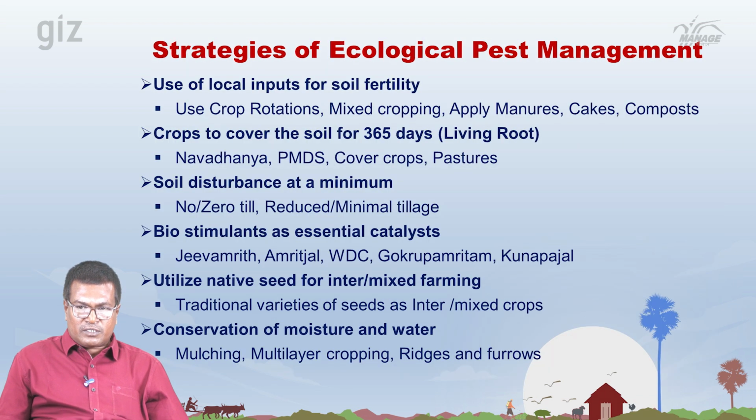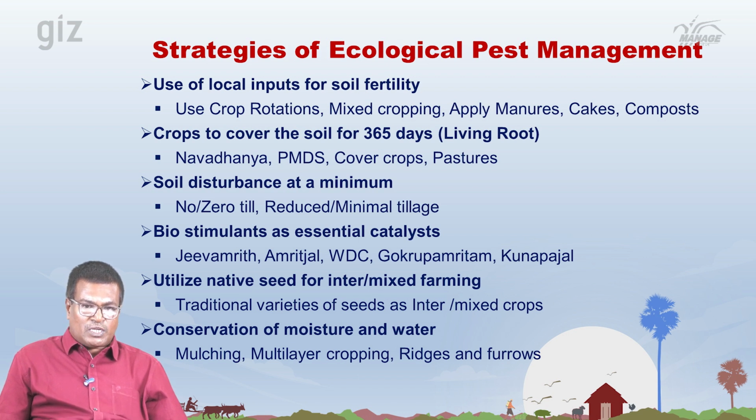So if we summarize, use local inputs for soil fertility, like crop rotations, mixed cropping, applying manures, cakes, compost, like that. And then you should have crops to cover the soil for the entire 365 days, that is, a living root system, wherein Navadhanya, PMDS, that is pre-monsoon dry sowing, cover crops and pastures are taken up, or soil disturbance at a minimum level. So no or zero tillage, reduced or minimal tillage should be there, and biostimulants as essential catalysts.